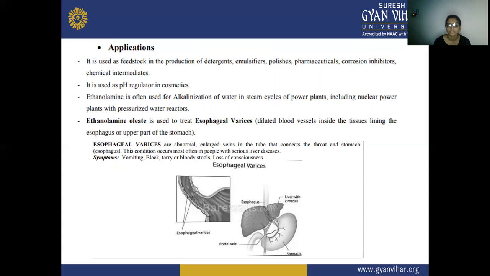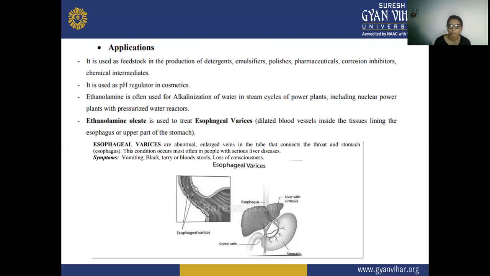Ethanolamine is often used for alkalinization of water in steam cycles of power plants, including nuclear power plants with pressurized water reactors. Ethanolamine oleate is used to treat esophageal varices, a condition in which abnormally dilated blood vessels occur inside the tissue lining the esophagus or upper part of the stomach. As here in the picture, you can see the esophageal varices.